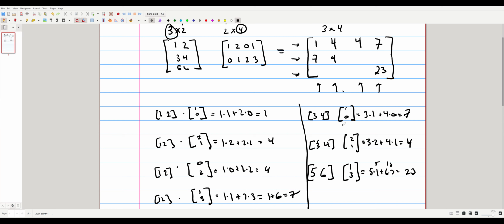Okay, so that's how you multiply matrices. And it's important to note that we said before that these are not commutative. We're going to stop the video there, and I'll see you in the next one.